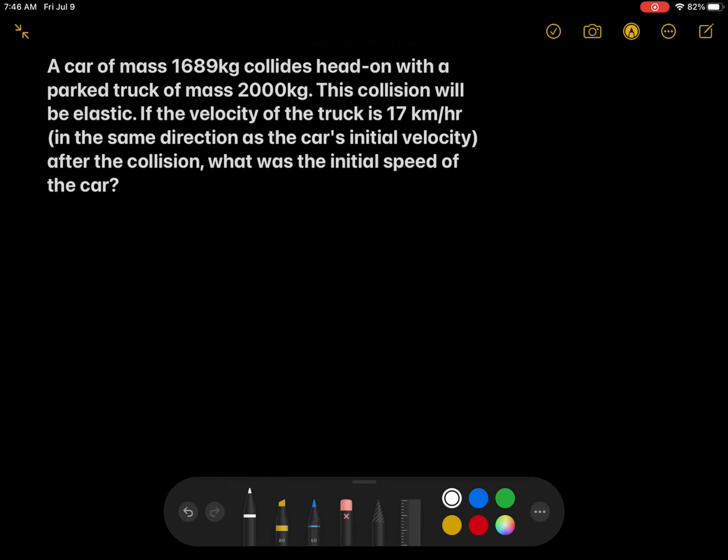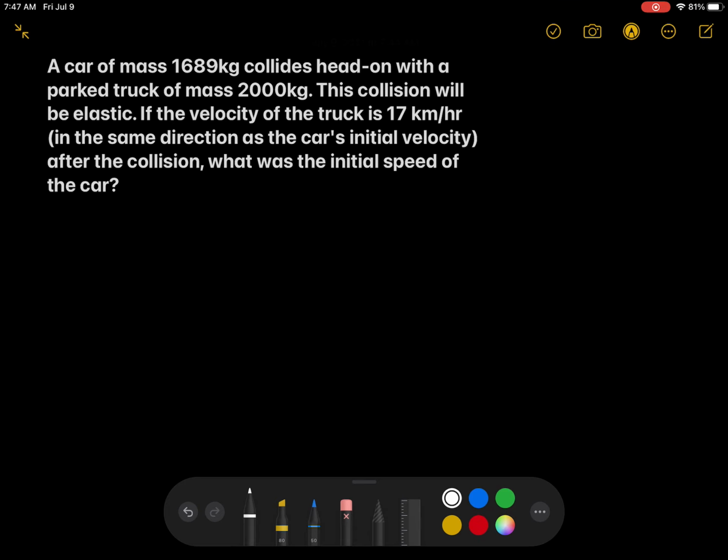A car of mass 1689 kilograms collides head-on with a parked truck of mass 2000 kilograms. This collision will be elastic if the velocity of the truck is 17 kilometers per hour in the same direction as the car's initial velocity. After the collision, what was the initial speed of the car?